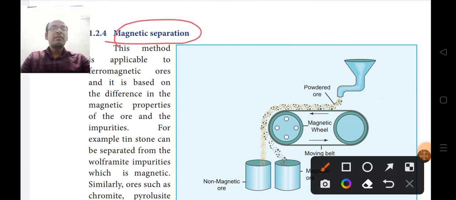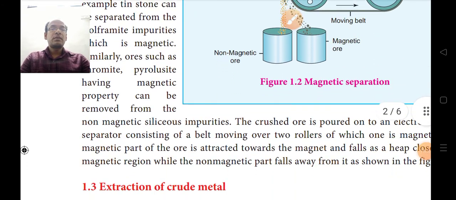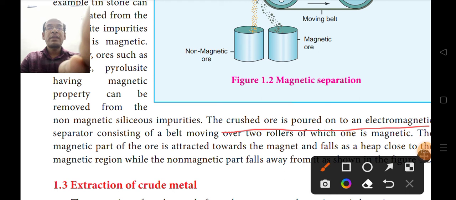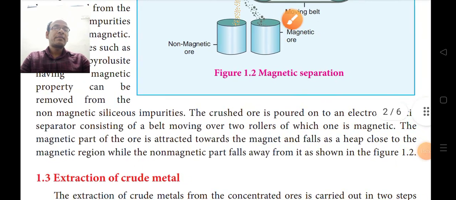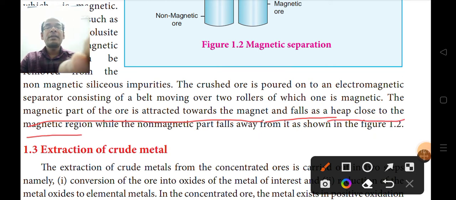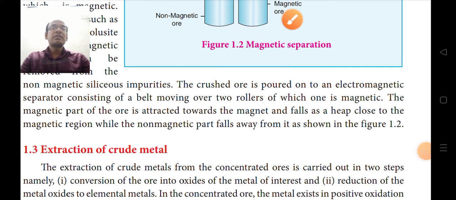Explanation in the book. Magnetic separation. Explain. This is the picture. In this case, only crushed ore is poured on the electromagnetic separator. It consists of a belt moving over two rollers, of which one is magnetic. The magnetic part of the ore is attracted towards the magnet and falls close to the magnetic region. The non-magnetic part falls away from it. Those are the important points.